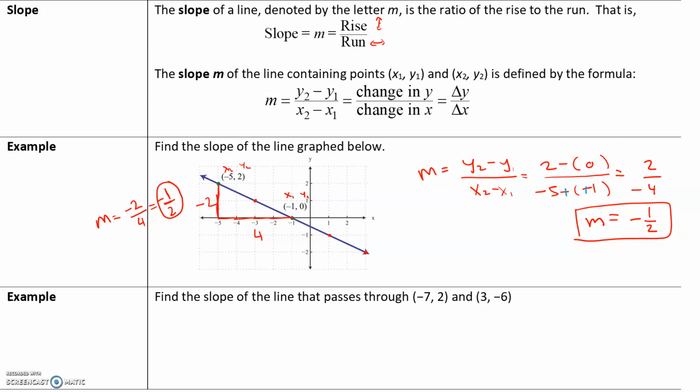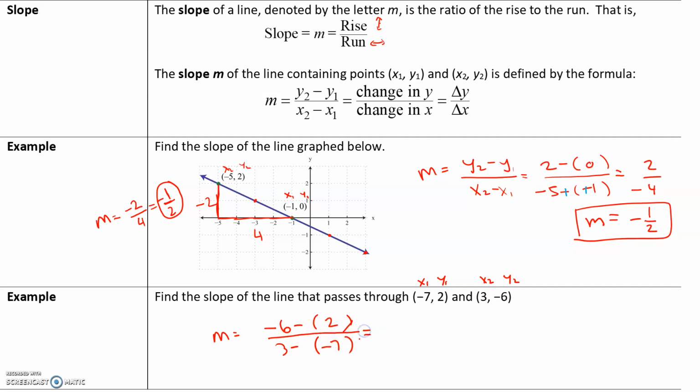The graphical method is impractical because we don't want to have to draw a graph each time. So in this case, when we have our x1, y1 and our x2, y2, we will just apply the formula. We have our y2, which is negative 6, minus, and the second point I always put in parentheses, our y1, which is 2, divided by our x2, which is 3, minus parentheses, our x1, which is negative 7. Always have parentheses around the second point.